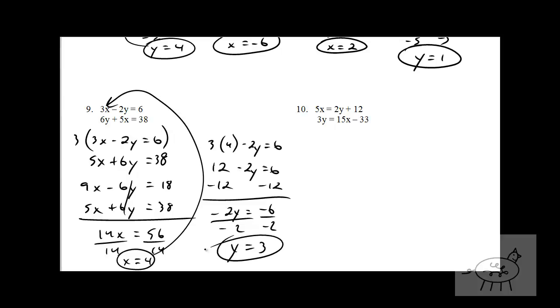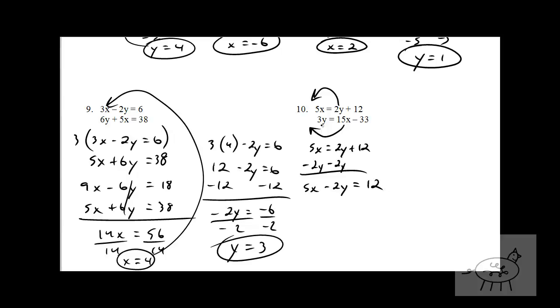Now, this one is different. The variables are not on the correct side. Okay? It's not like I can just rearrange stuff. I need to move the 2y over, and I need to move the 15x over. So let me show a little work here. If I want to subtract, let me write it out. 5x equals 2y plus 12. So if I want to subtract 2y from both sides, I get 5x minus 2y equals 12.